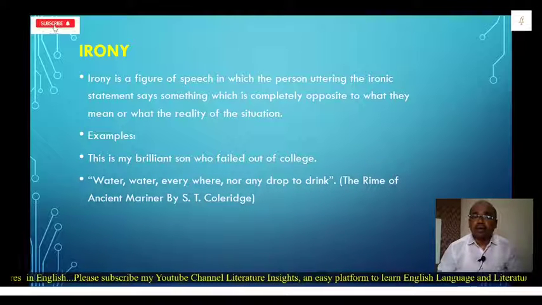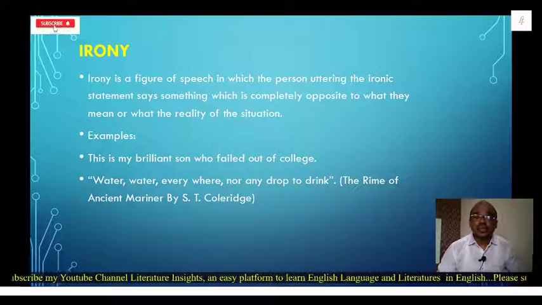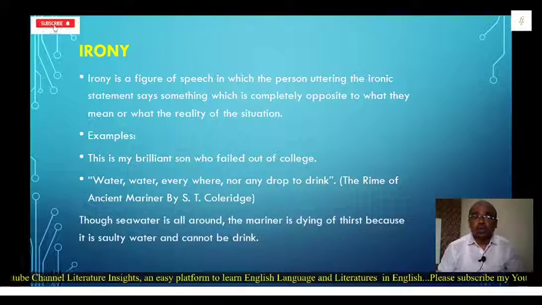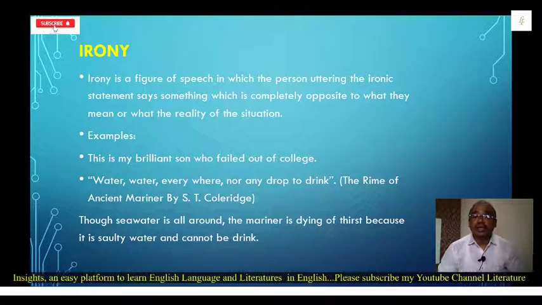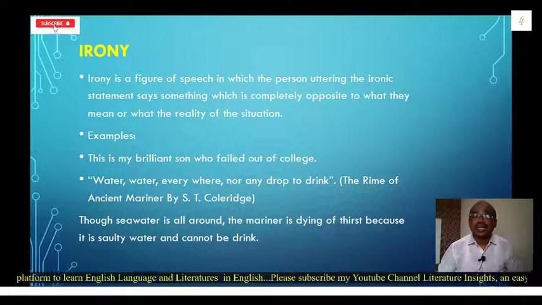Water, water everywhere, nor any drop to drink. This line is taken from The Rime of the Ancient Mariner by S.T. Coleridge. So in this sentence we can find an irony. Though sea water is all around, the mariner is dying of thirst because it is salty water and cannot be drunk. So here is an irony in a statement. We can see the water is available but the mariner is unable to drink it.